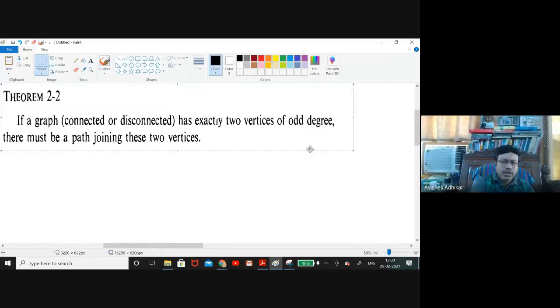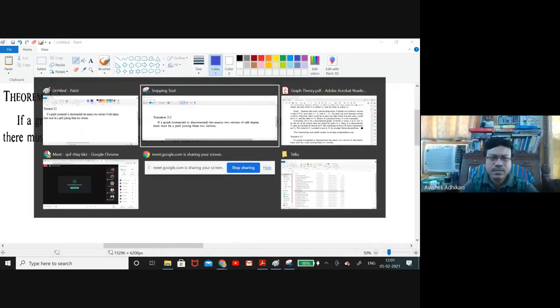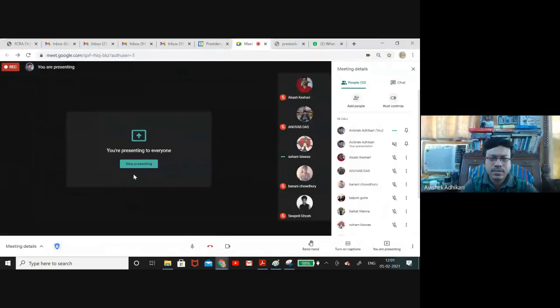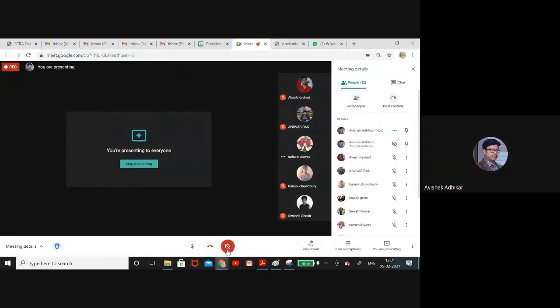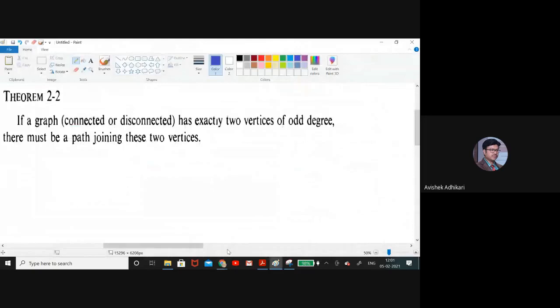Okay. So if a graph, connected or disconnected, has exactly two vertices of odd degree, there must be a path joining these two vertices. How to prove this? Somebody may come forward. Okay, somebody.